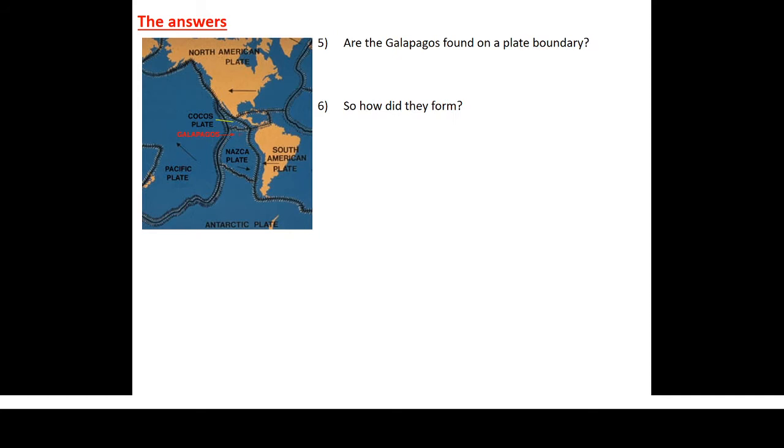So are the Galapagos found on a plate boundary, which would explain how that landmass was formed? Well, the answer is no. They're in the centre of the Nazca Plate. But you saw in those starting images that actually they were formed because of volcanoes. So how is this? Let's find out.